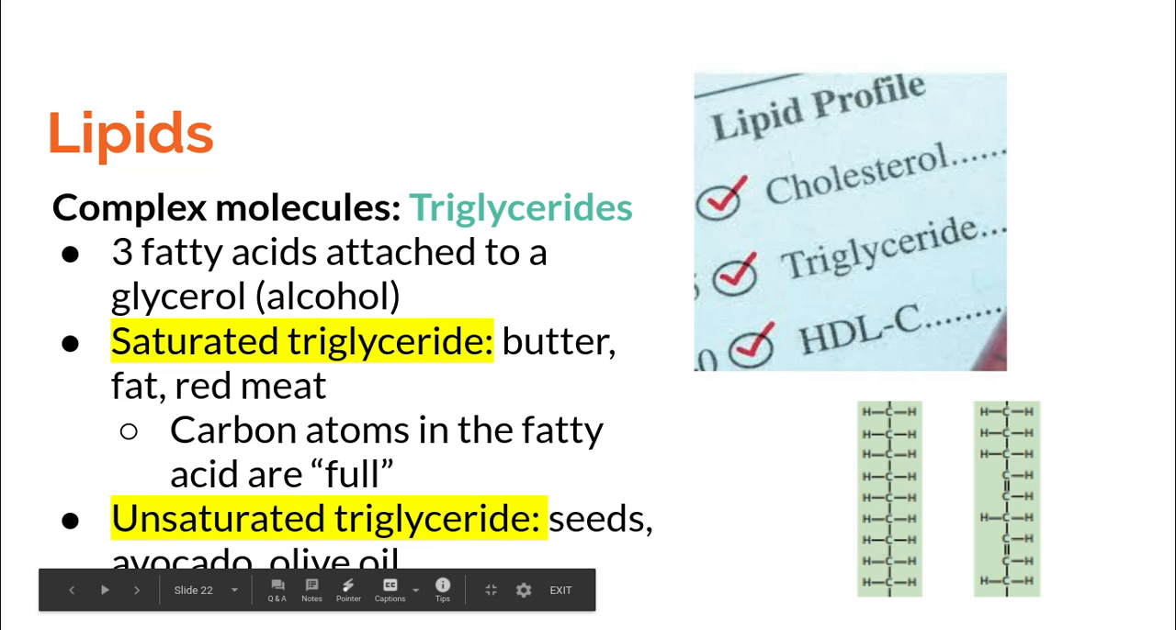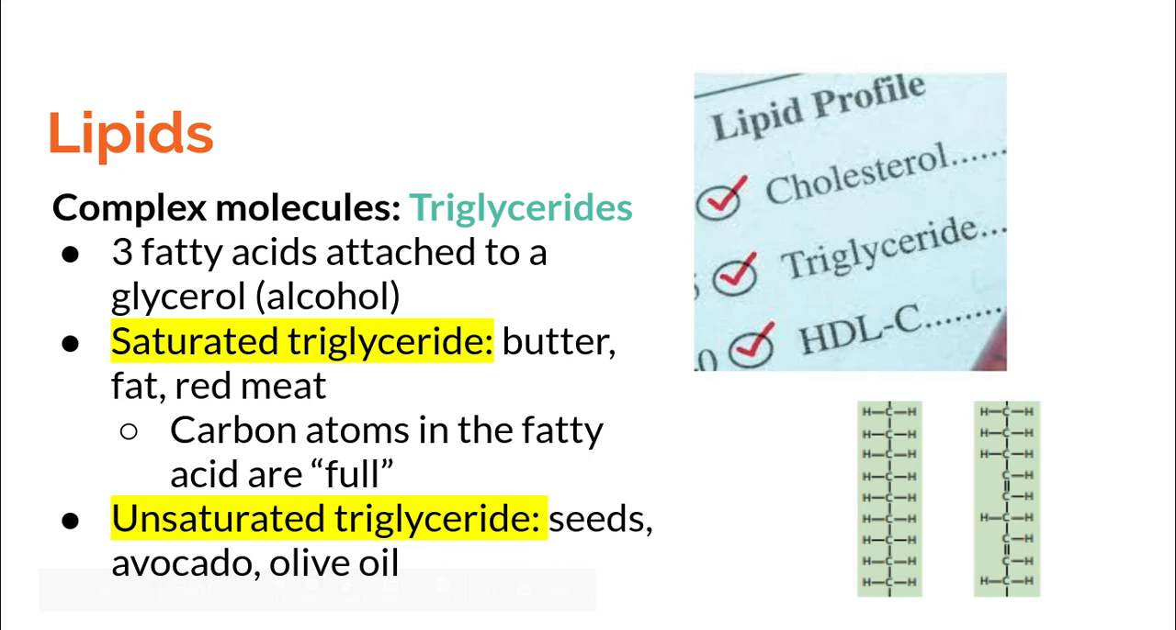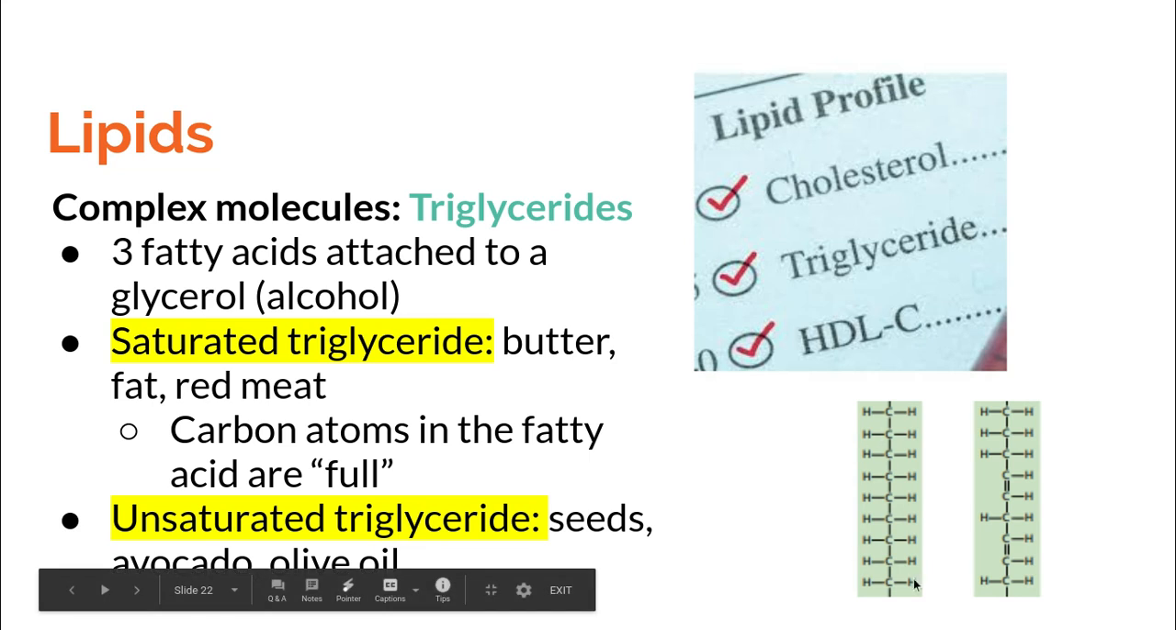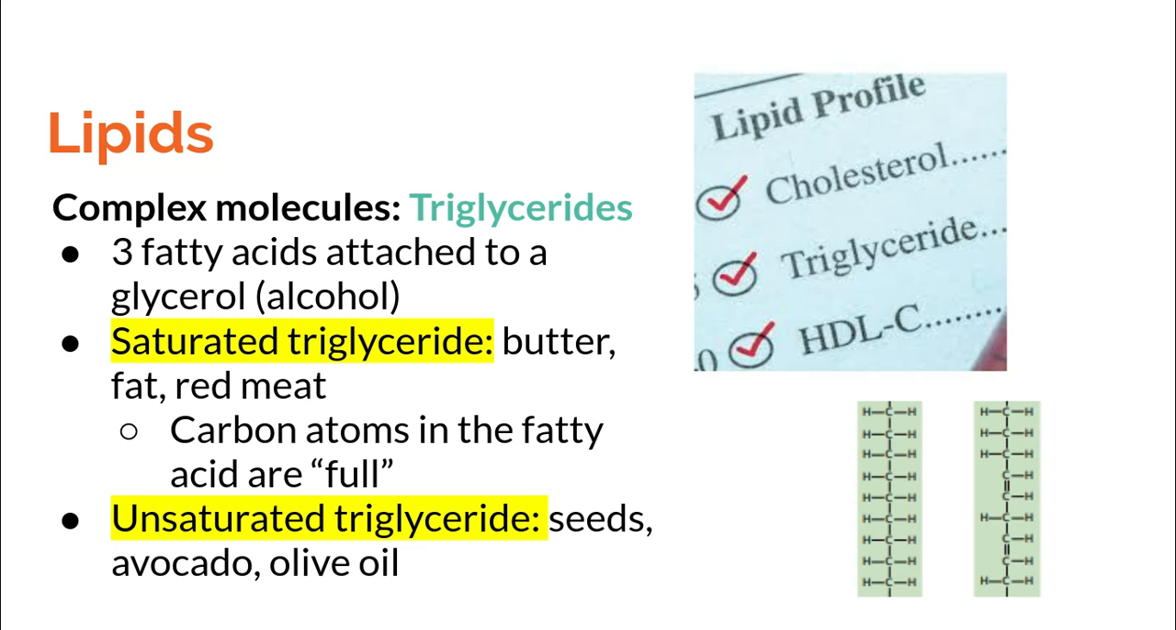That means saturated. So when we're talking about, again, these heavy oils, butter, meats, their fats, their lipids, they look like this. They're saturated. When we talk about unsaturated triglycerides, these are like our good fats, the fats that we want to have in our diet, or more so.